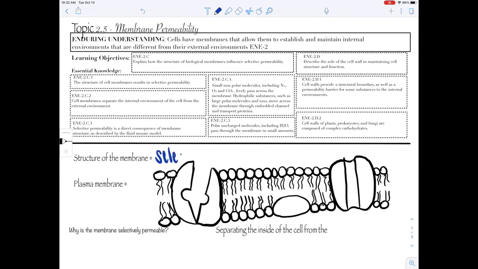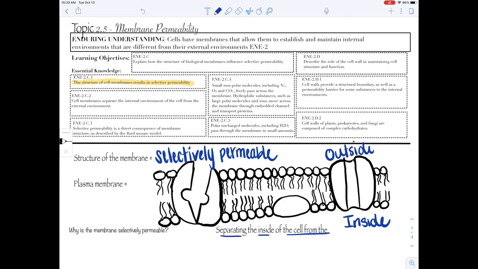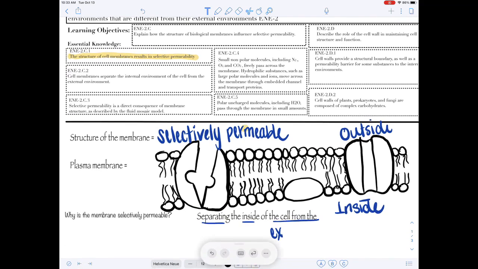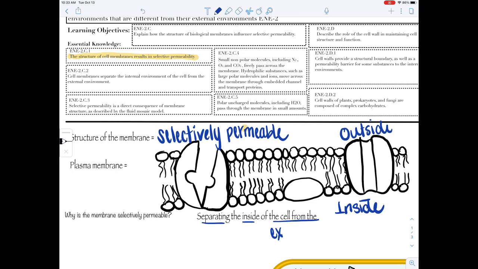Let's talk about topic 2.5, membrane permeability. So the structure of our membrane, as we talked before, is selectively permeable. You have to know that the structure of our membrane is going to result in selective permeability, which essentially means that our cell membrane is separating the inside from our outside. Okay, so it's separating our internal environment from the external environment.